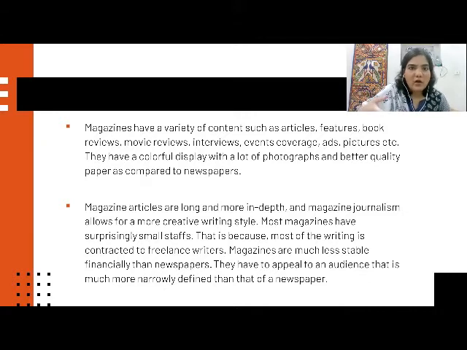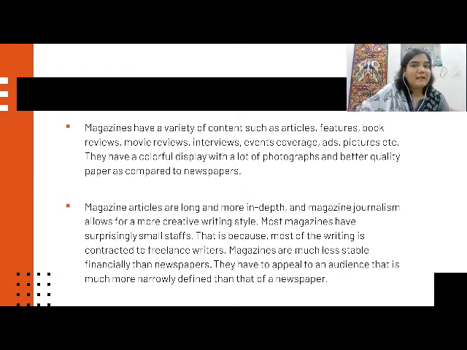So now here, what we are talking about is the kind of content that you will find in the magazine. That is going to be a more in-depth content than that of the newspaper. And magazine journalism allows for a more creative writing style.